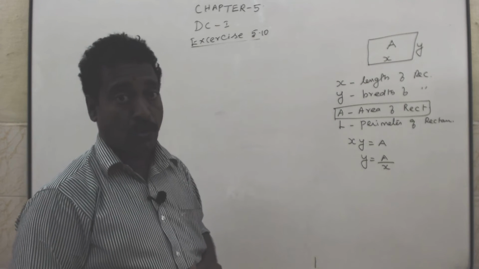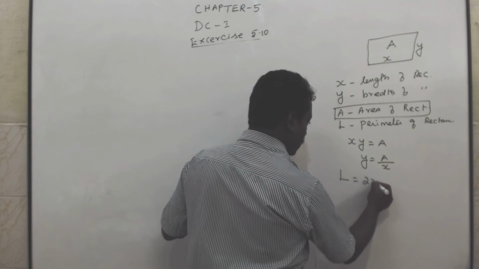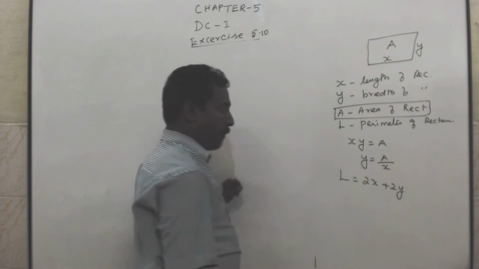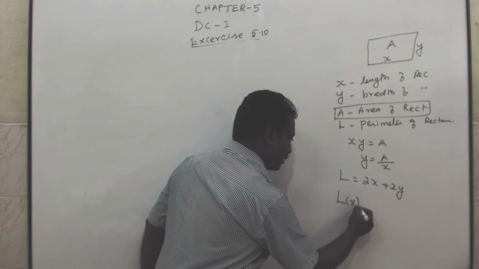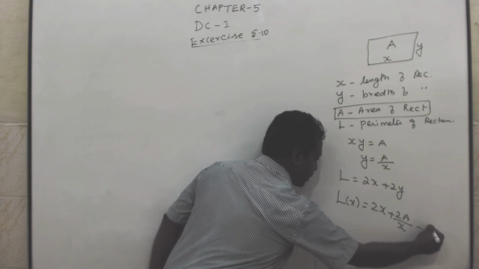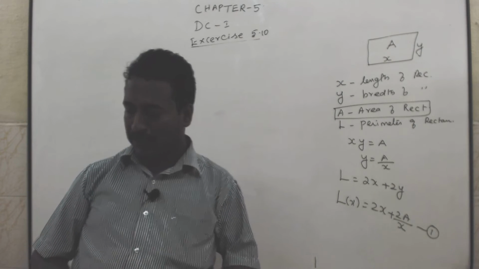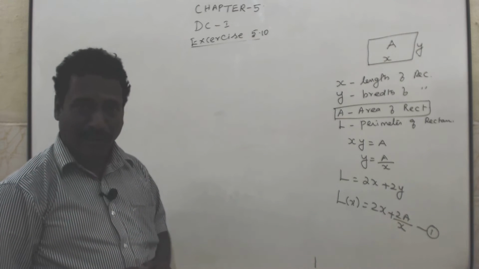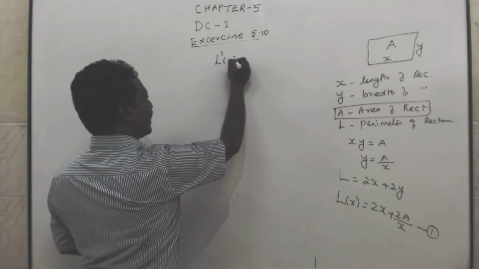Next, what we have to do? Perimeter. Perimeter means length L: x plus x, y plus y, that is 2x plus 2y. But you have to change y in terms of x. That's why L of x is 2x plus 2a by x. Equation number 1. After that, you know the procedure for local maxima and local minima. What is the procedure? L of x is known. What is the next step? Very good. L dash of x.